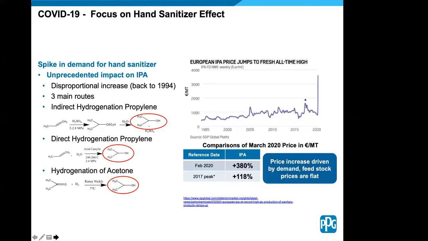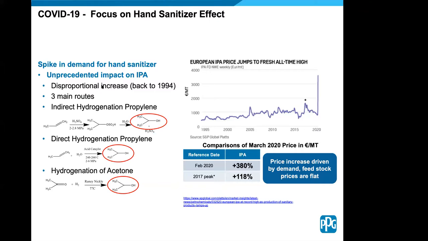So with COVID-19, of course, there is a race for cleaning products and specifically hand sanitizers. And one of the key ingredients in hand sanitizers is isopropyl alcohol, or isopropanol. It's fundamentally a good molecule in terms of what it can do from a disinfecting standpoint. But it's really produced by three main routes, either from propylene or from the hydrogenation of acetone.